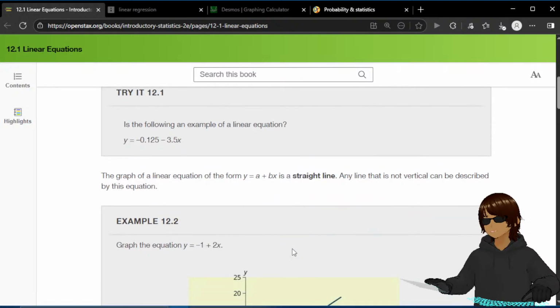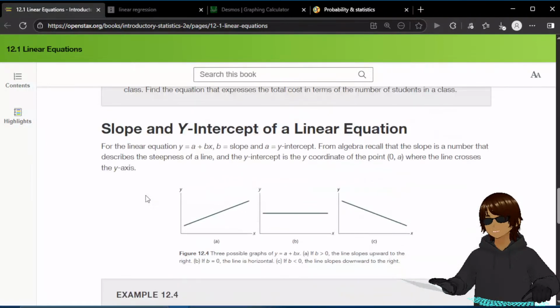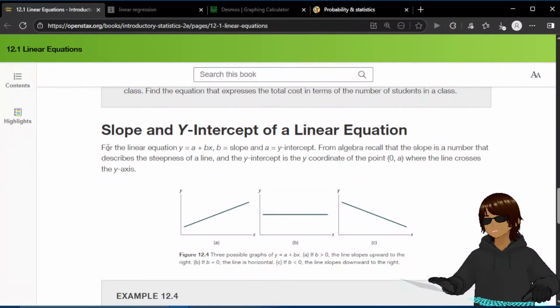The graph of a linear equation of the form y is equal to a plus bx is a straight line. Any line that is not vertical can be described by this equation. Okay, just a quick review.